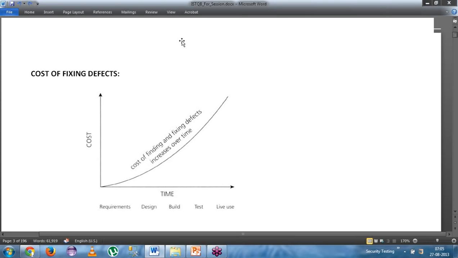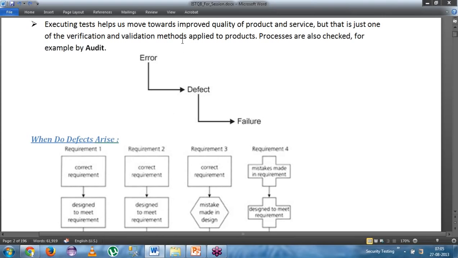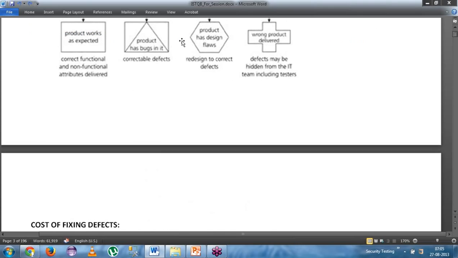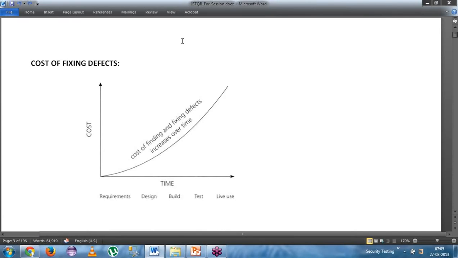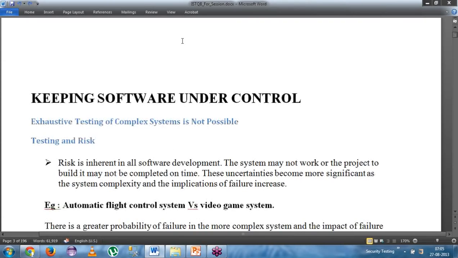So this is one of the effects of the defects, the problems that we have seen. When do defects arise? That is one of the problems. The effect of that is the cost of fixing the defects. Fine. So let's go to the next thing.